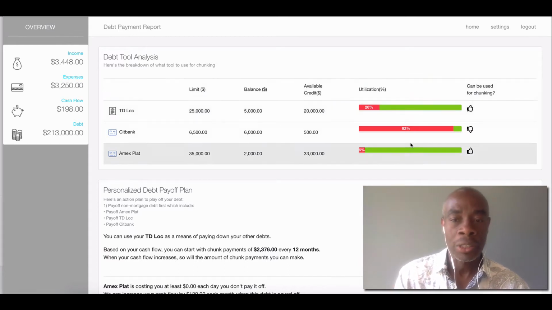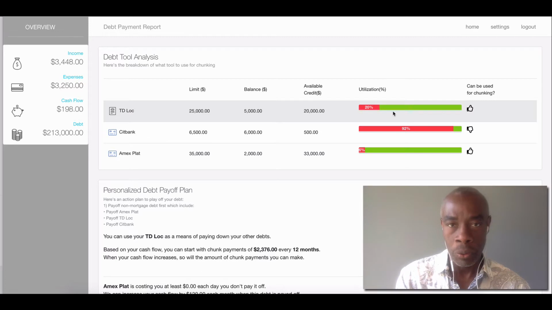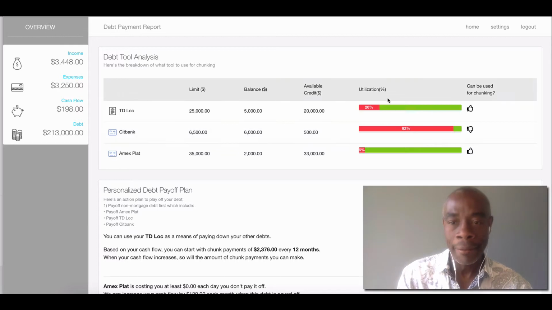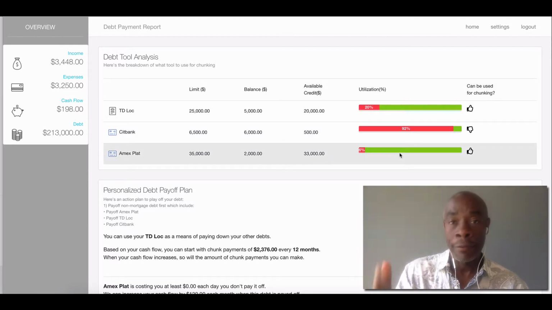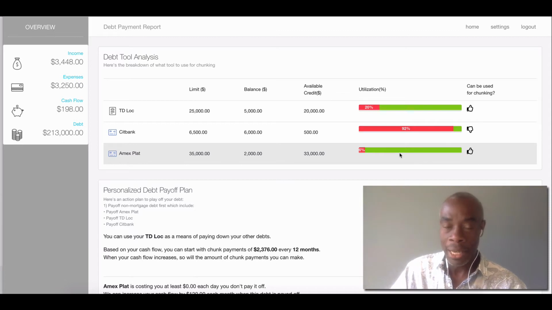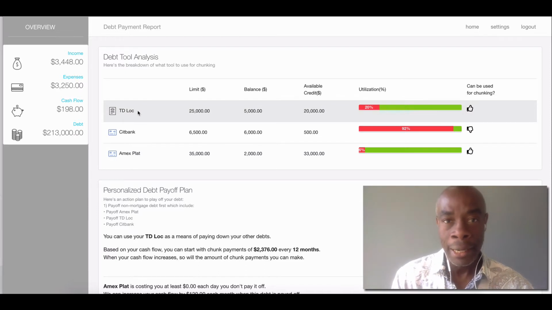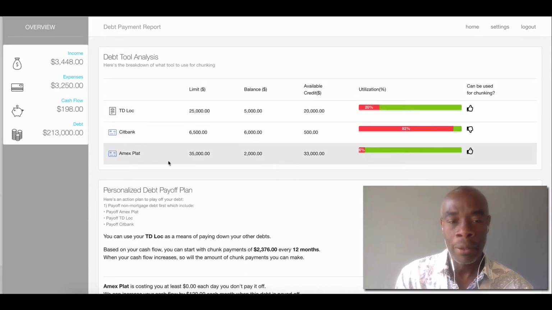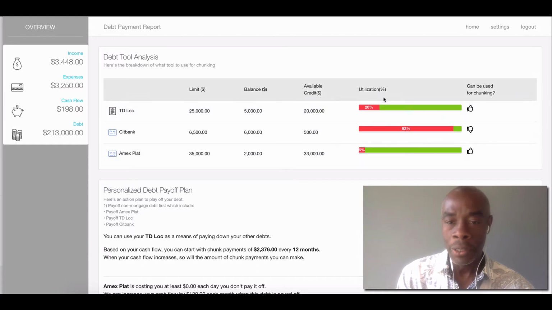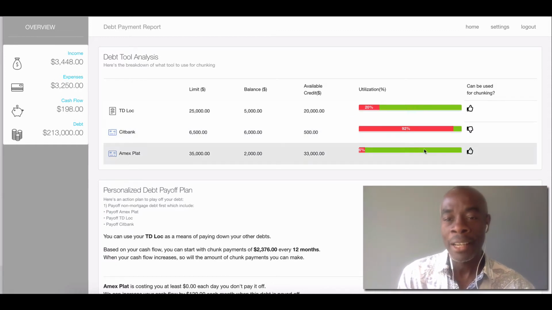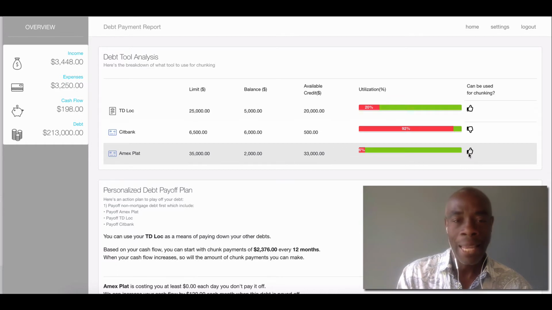So this calculates your utilization, and it won't let you use any of these tools as your chunking tool if your utilization gets over that 66%. Use it, but it won't recommend it for you. So we see our TD line of credit, we see our Citibank, we see our American Express Platinum, this is how much we owe, and we see our utilization. Like we said, this is almost maxed out, so you definitely can't use it for chunking. Then your American Express Platinum, you only have 6% utilization, which isn't bad, so you could probably use it for chunking. So it analyzes all your debt.